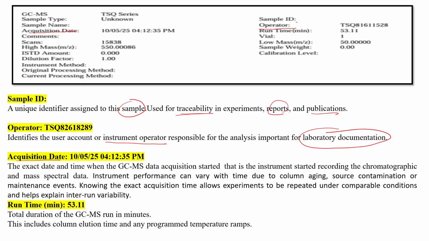exact date and time, which will help to explain or compare the inter-run variability, that is the changes that take place between two runs at different times, which may be because it gets affected due to column aging or source contamination. Then runtime, which is showing here as 53.11. It is the total duration of the GCMS run in minutes. And this includes column elution time and any programmed temperature ramps, that is, changes in the temperature as per the program.